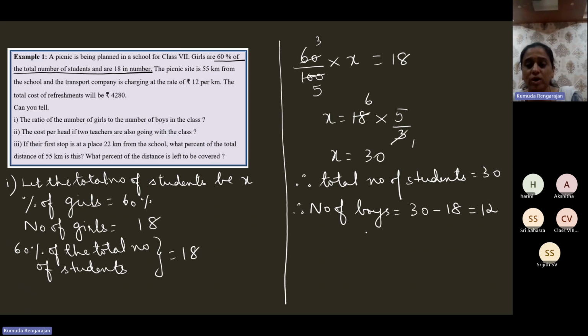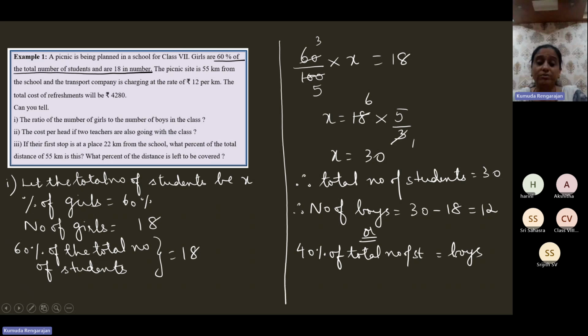You can also find boys like this. To find the number of boys, 40% of the total number of students is equal to boys. The percentage should always be applied to the total. What is the total here? The total number of students of the class. 40% of the total are boys. 60% of the total are girls.